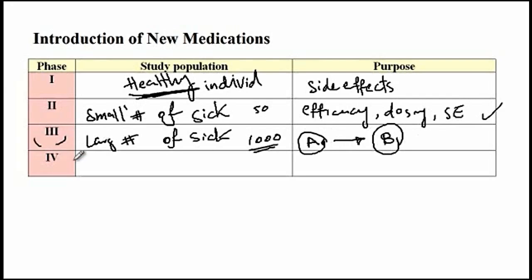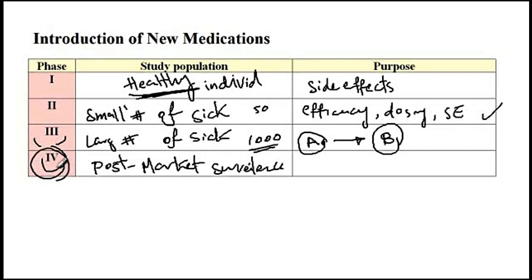Once it passes phase 3, then you will introduce it into the market in phase 4, but still you will have to follow up on it. Phase 4 is post-market surveillance. The purpose of phase 4 is to find out what happens in the long term. Before, we would be following the effect of the medication for a few months or maybe a maximum of a few years. But for phase 4, the effect will be followed for many years, let's say 20 or 30 years, and find out what's going to happen then.